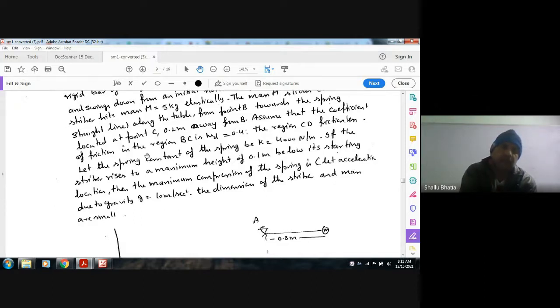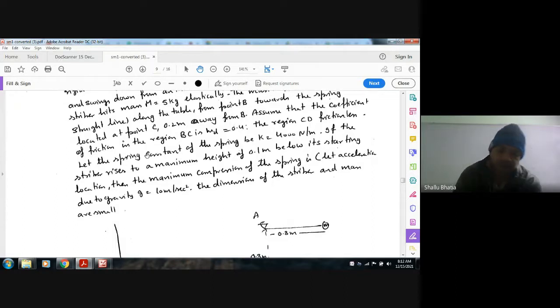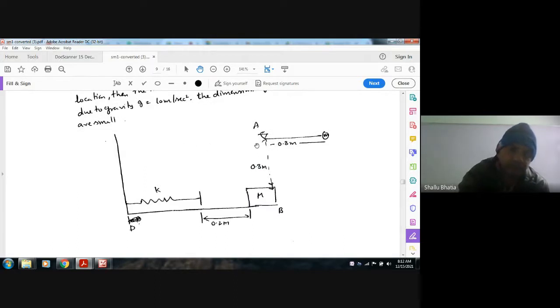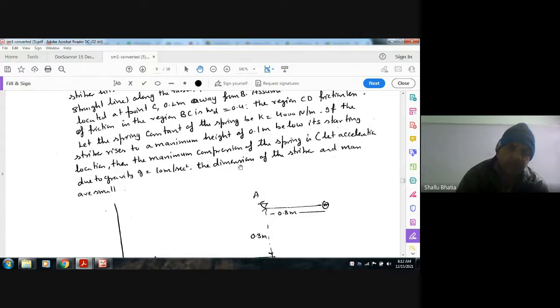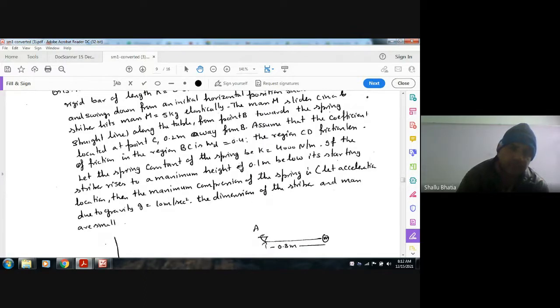If the striker rises to a maximum height of 0.1 meter below its starting location, find the maximum compression of the spring. Let acceleration due to gravity g be 10 meter per second square. Dimensions of the striker and mass are known. So it is given that m hits the mass and goes upwards by a maximum height of 0.1 meter.